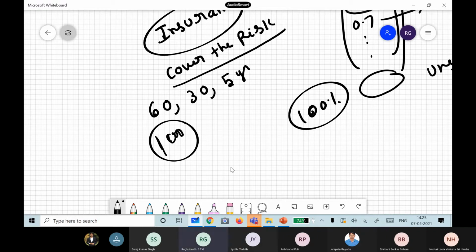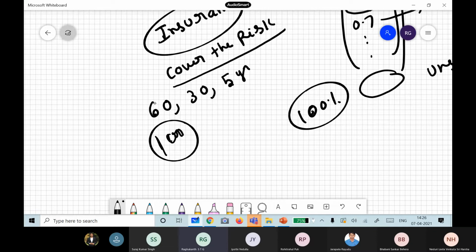See, all three people have gone for insuring themselves. They have insured themselves for 1 crore. What will the insurance company do? They will charge a high price for the 60-year-old. Why do they charge a high premium for the 60-year-old fellow? The risk is high. His risk level is high.